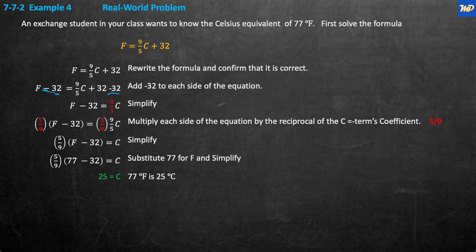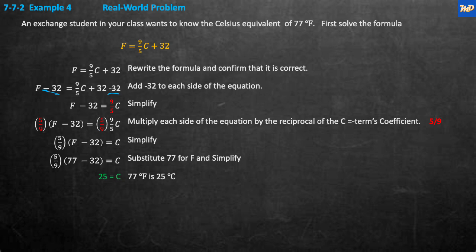So now we have to get rid of the coefficient, which is 9/5. In order to do that, we have to multiply by the multiplicative inverse, or the reciprocal, of 9/5. And that is 5/9. You just flip the fraction over. So we're going to multiply both sides by 5/9. So 5/9 times 9/5 C is equal to 5/9 times the quantity F minus 32, or Fahrenheit minus 32.